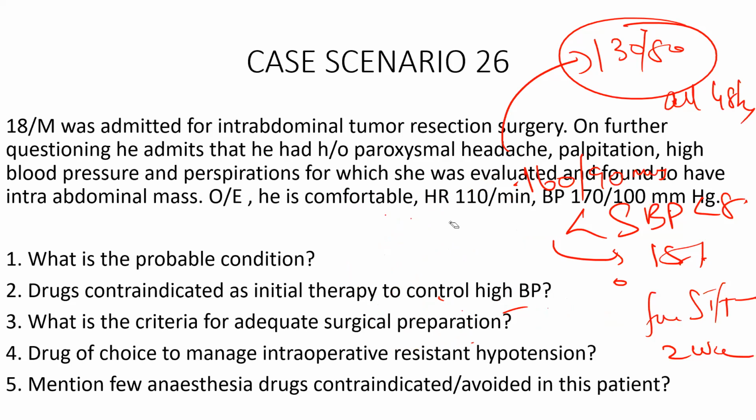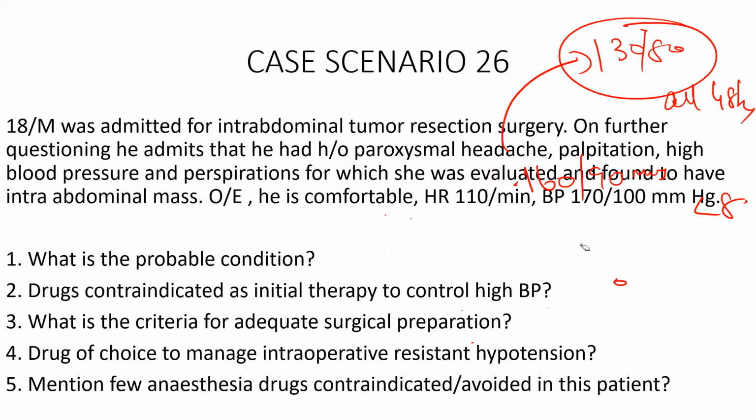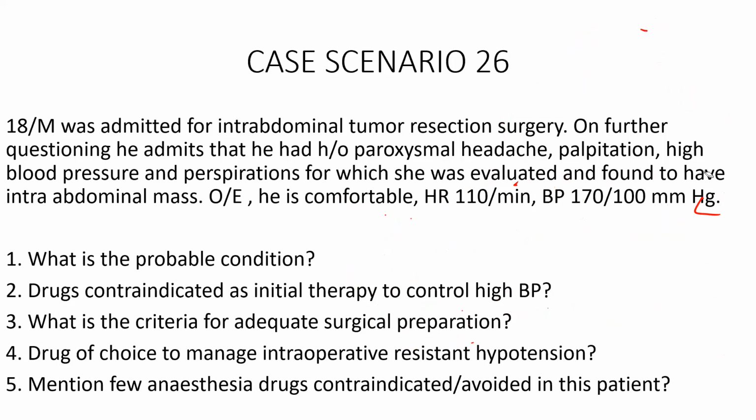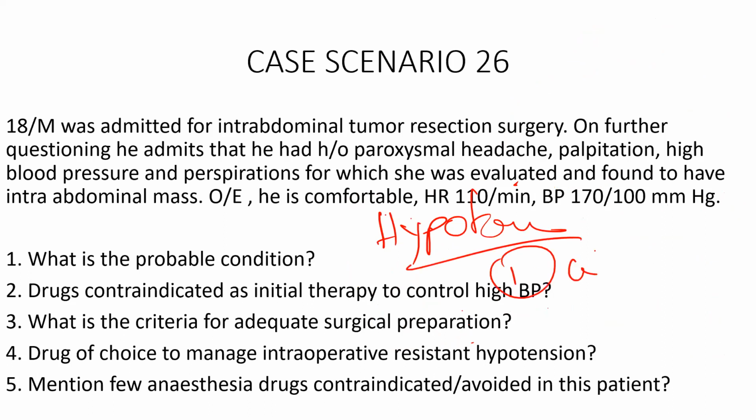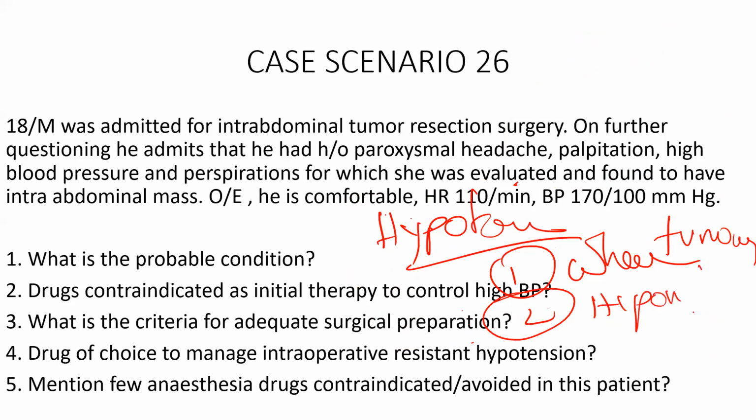What is the drug of choice to manage intraoperative resistant hypotension? Can you tell me the reasons for intraoperative hypotension in these patients? Because the receptors are more sensitive. When the tumor is removed, there are no sympathetic hormones, so you get hypotension. Any other reasons? Bleeding. Down regulation of receptors.